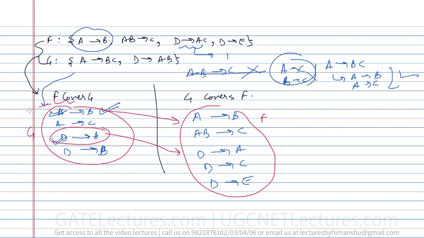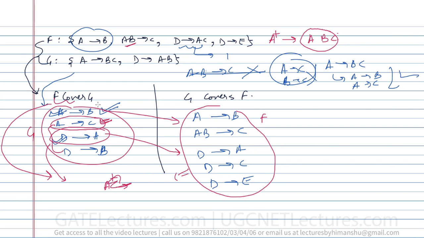If I say F covers G, that means we have to find something in G which is not there in F. So these two things are not there in F, that is A derives C. If you take A closure in F, let us see what we can identify. A closure can identify A. With the help of A, I can identify B. With the help of AB, I can identify C, but I cannot identify anything else, right? Therefore, A closure is containing C. Hence, this is present in F.